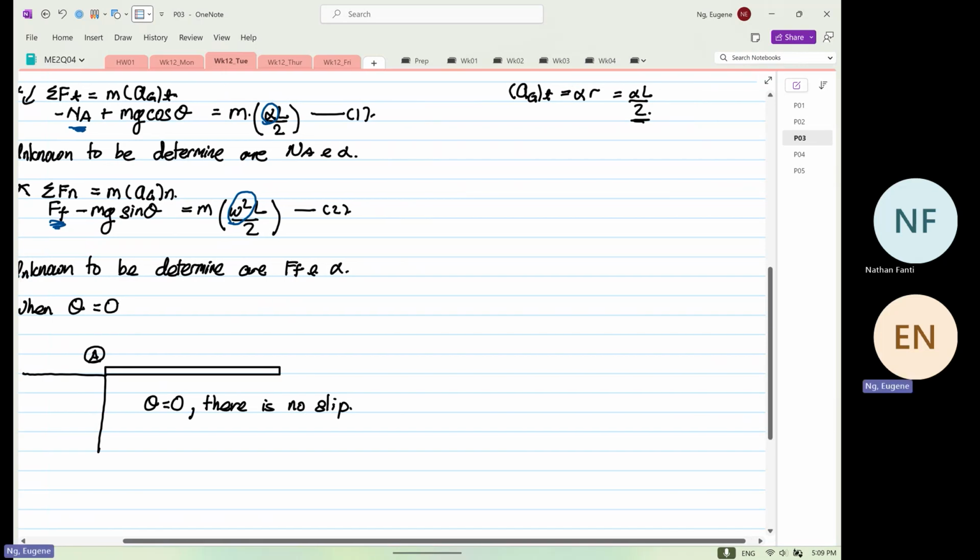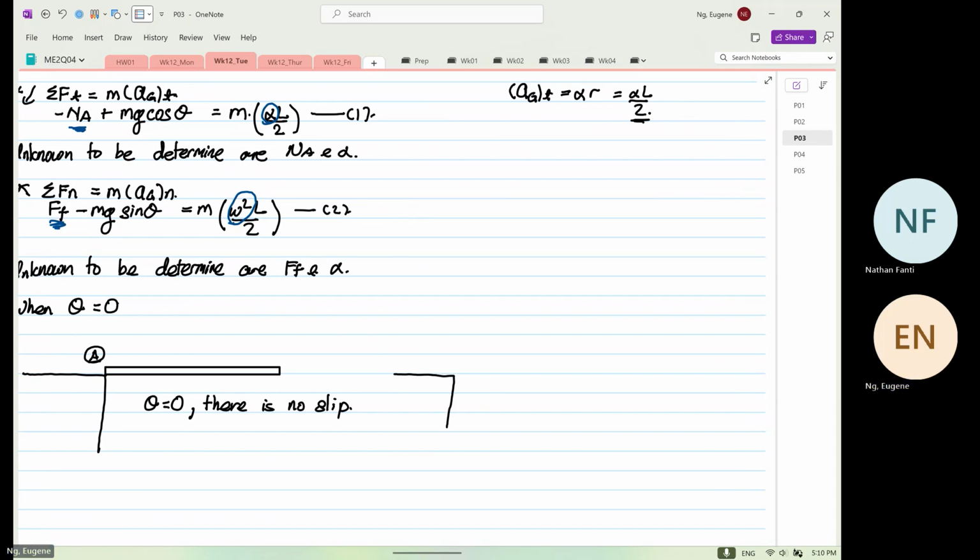So when theta is so abstract, okay? When theta is just a bit greater than 0, what will happen is the structure will just rotate. Sorry about the handwriting, I'm getting too excited. When theta is just a bit greater than 0, okay.